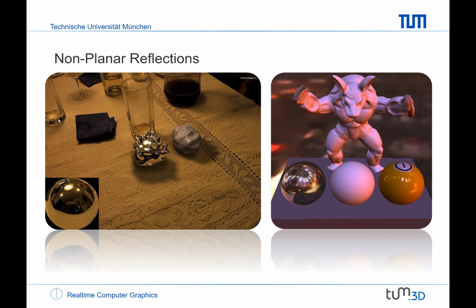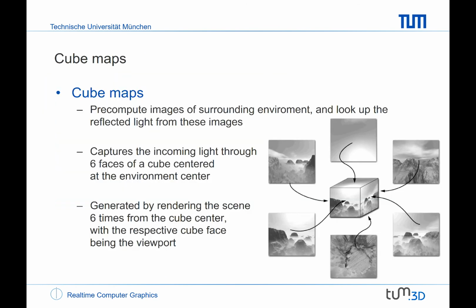Now let's talk about how to simulate non-planar reflections. And this brings us to the so-called cube maps, a very popular approach to simulate reflections at arbitrary surfaces. The basic idea behind a cube map is that a cube map is just a texture map, or more precisely, a texture which is comprised of 6 textures.